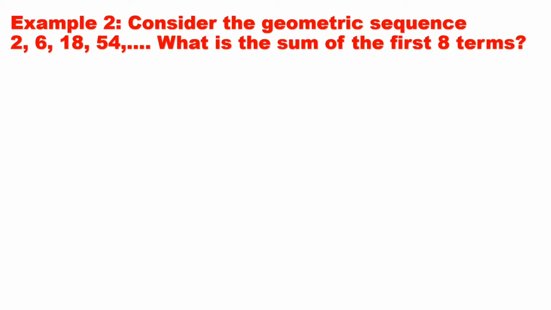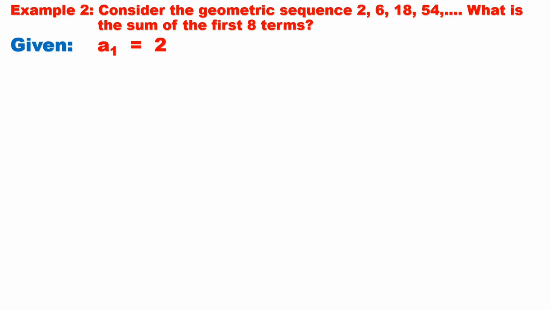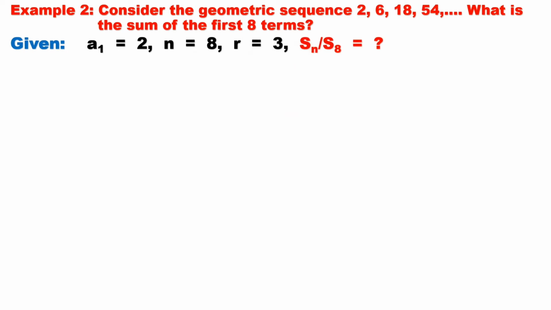Example 2: consider the geometric sequence 2, 6, 18, 54, and so on. What is the sum of the first 8 terms? To identify the given, a sub 1 or first term equals 2. The number of terms n equals 8, r equals 3, coming from dividing 6 by 2. And we are looking for S sub n or the sum of the first 8 terms.